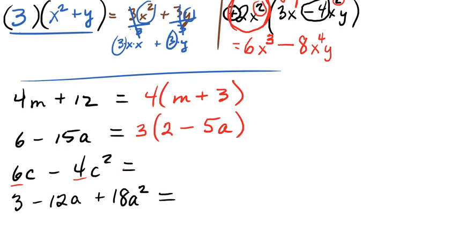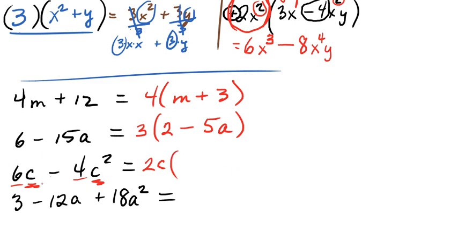Between 6 and 4, is there a greatest common factor between 6 and 4? 2. Yeah, 2. Not 3. That doesn't divide evenly by both, but 2 does. So let's pull a 2 out. Now what about the variables? Is there something common? There's a c in both. How many c's do I have in both? I just have one c that's common to both terms. Very good. So I'll pull that one c out. Now I put the bracket.